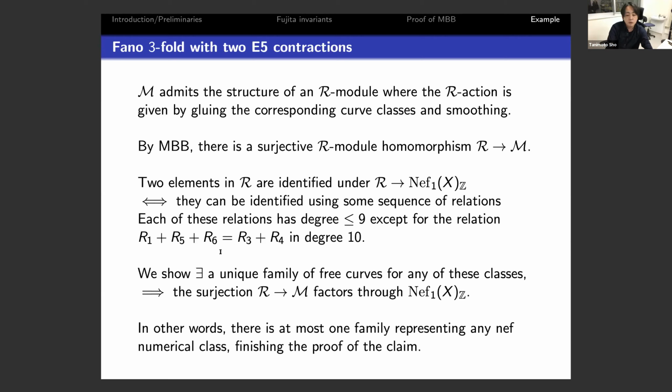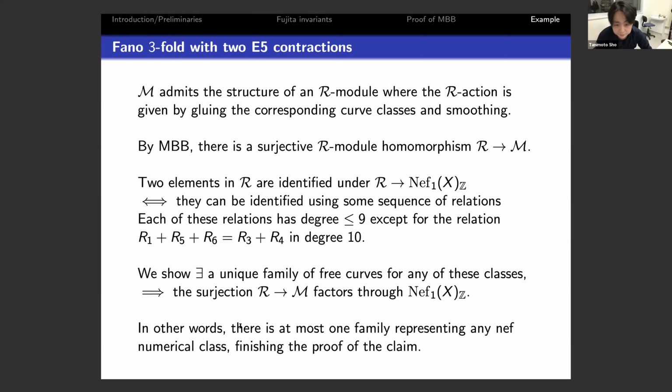And then we prove that for each relation, there's a unique family of rational curves of any of these classes. Thus, this surjection must factor through the NF monoid of curves. In other words, there's at most one family representing any NF numerical class, finishing the proof of the claim.